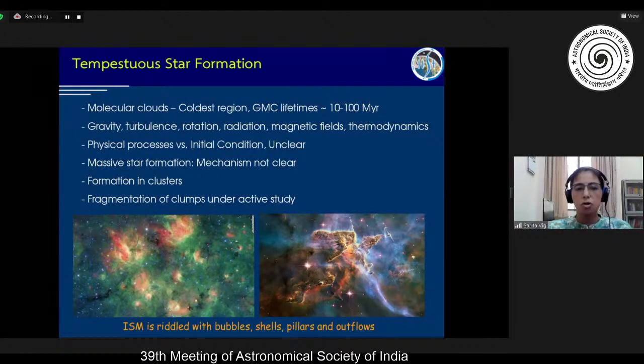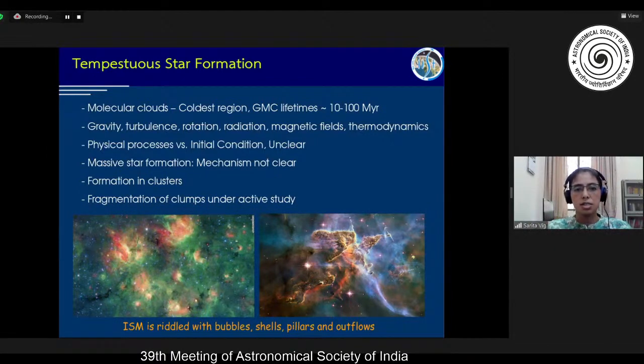The processes that come into the picture, for example, are gravity, the turbulence that is observed, the rotation, and the magnetic fields. And in the case of massive stars, for example, the mechanism, as I already mentioned, is not very clear, because in the case of massive stars, they reach the main sequence phase and start emitting photons while still accreting material from the surroundings.